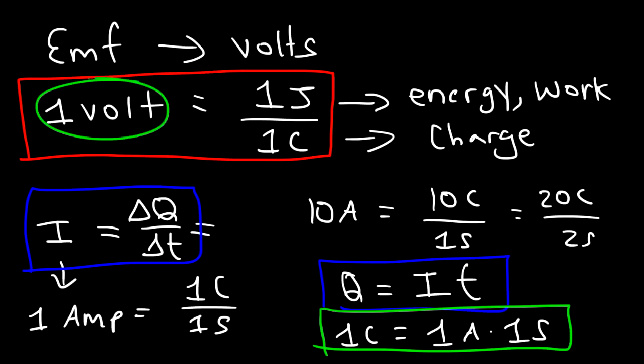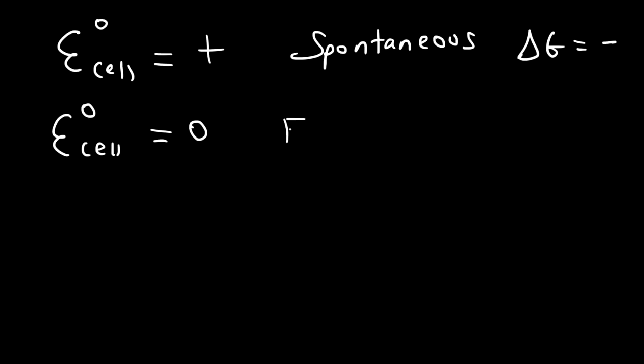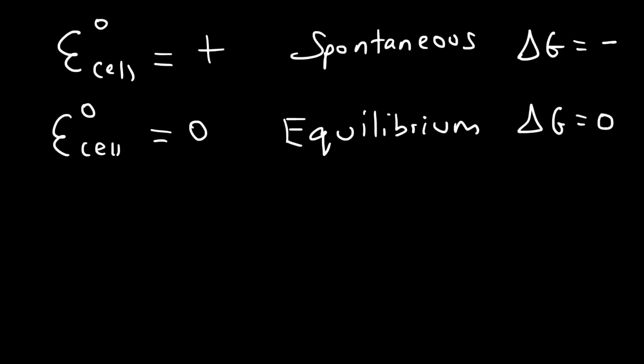And 1 volt is equal to 1 joule per 1 coulomb. Now let's go back and talk about cell potential. The cell potential is positive whenever you have a spontaneous reaction. So that means that delta G is equal to a negative value. The cell potential is 0 when the system is in equilibrium. And so when the cell potential is 0, delta G is also equal to 0.